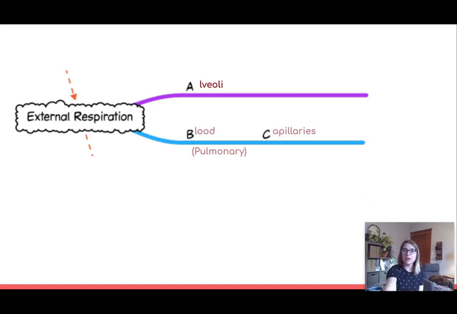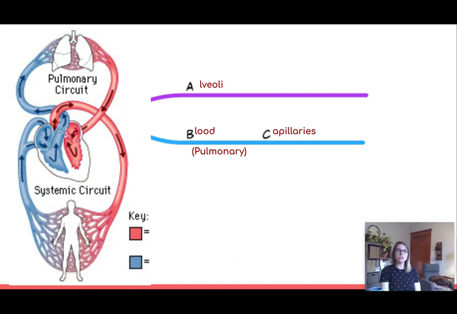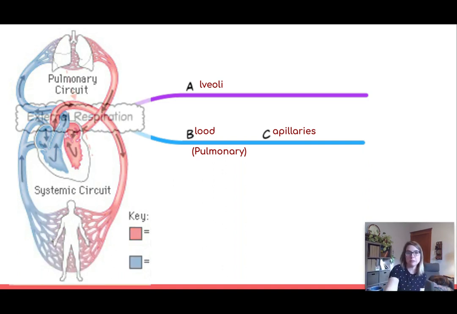It is about gases moving from my alveoli, the little sacs inside my lungs, to the blood capillaries that surround those sacs. Those blood capillaries are called the pulmonary capillaries because they are the capillaries in and around my lungs. If you remember from the cardiovascular system, this was a picture you had to annotate and was on your test. We talked about the pulmonary circuit. So when I'm talking about these pulmonary blood capillaries, I'm talking about these right in here, as opposed to the systemic capillaries in your systemic circuit.